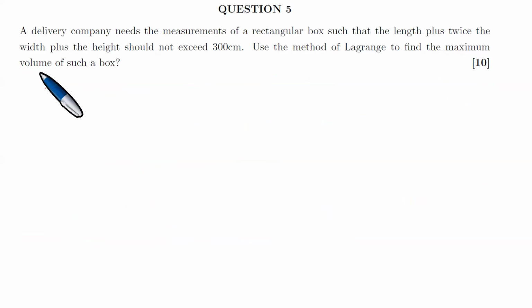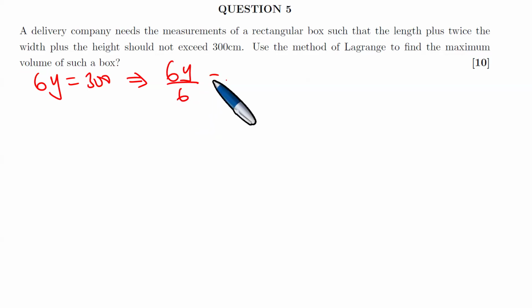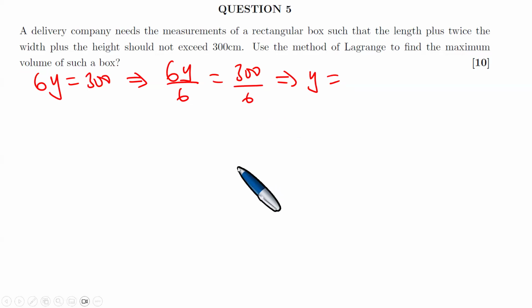Okay, if we say 6y is 300, we want to get y. So you divide by 6, both left and right. And then it means y equals, okay, right, let's divide. 300 divided by 6. We have 50. So we get y equals 50.